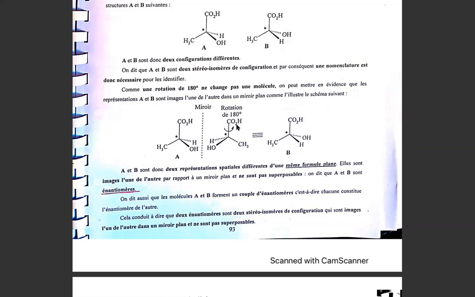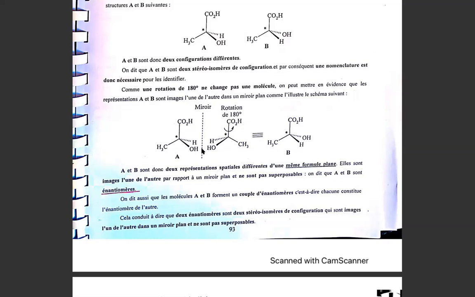But the mirror image that we are going to consider will not be this one, because there is a rotation of 180 degrees. We are going to consider this one here, because what we are seeing facing, for those that were here last time, is what you call the wedge and dash. What you're seeing on the wedge with dashes is now coming out of the page.